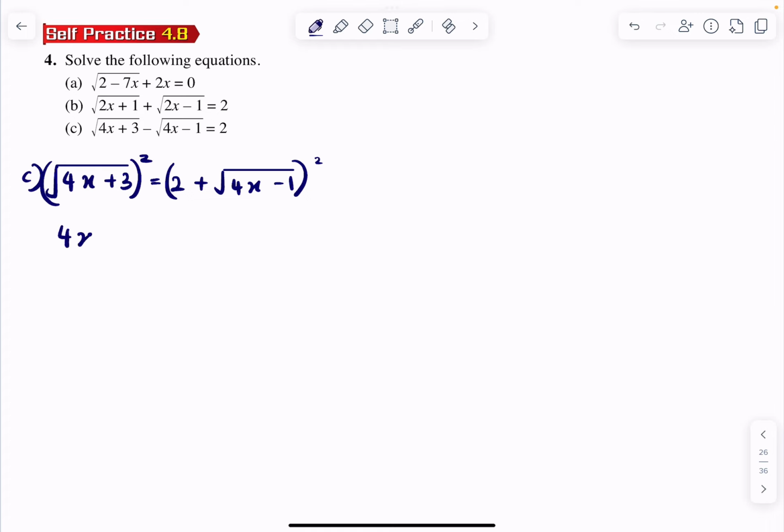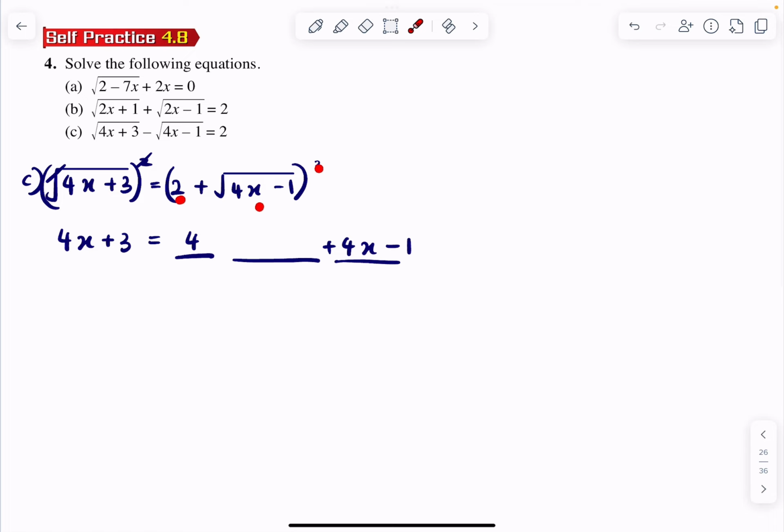So we get 4x plus 3 here, because square root and square cancel off. Here we'll get 3 terms. So the first term is 2 square, which is 4. The last term is this one square. So square root square cancel off, we get 4x minus 1. And then the middle term is 2 times 2 times this. So 2 times 2 is 4, 4 times this will be 4 surd 4x minus 1.